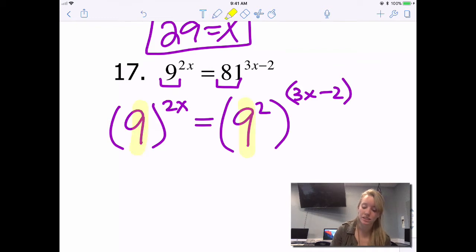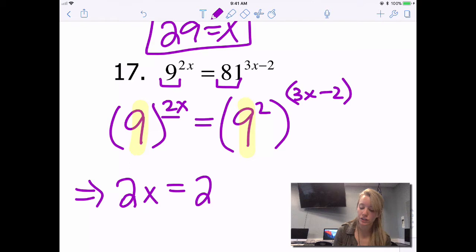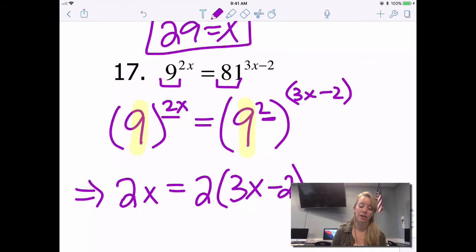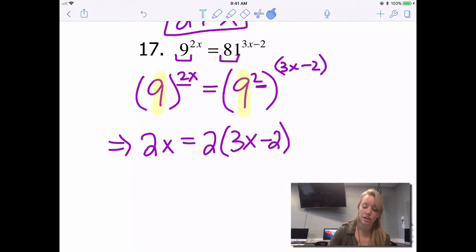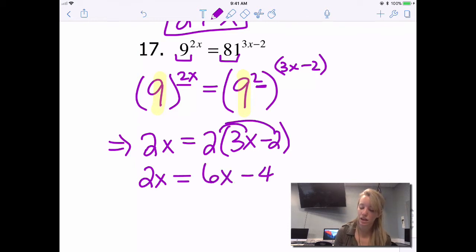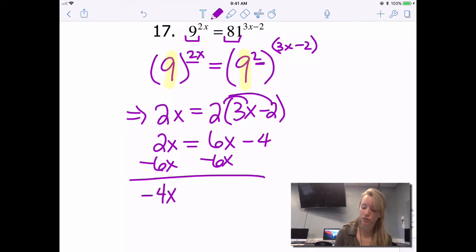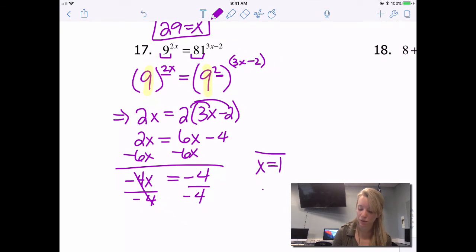So now our bases are the same, so our exponents need to be the same as well. I've got 2x is equal to 2, don't lose this 2, times 3x minus 2. Or you can distribute right away and get 6x minus 4. So this is 2x equals 6x minus 4. And then we can go to town with our solving. Subtract 6x on both sides. Negative 4x is equal to negative 4. Divide by negative 4 on both sides. And we get x equal to 1.